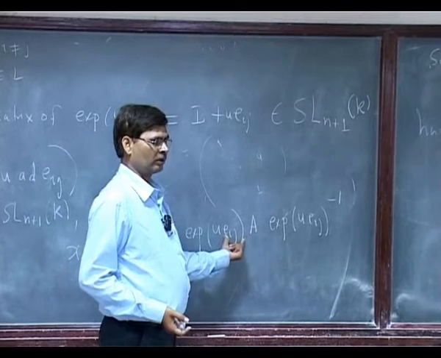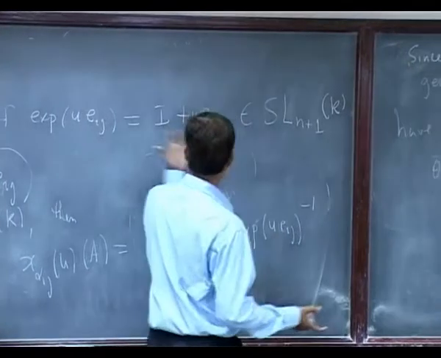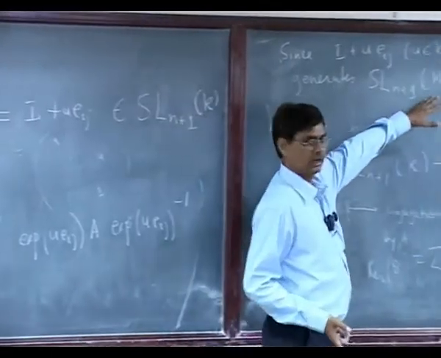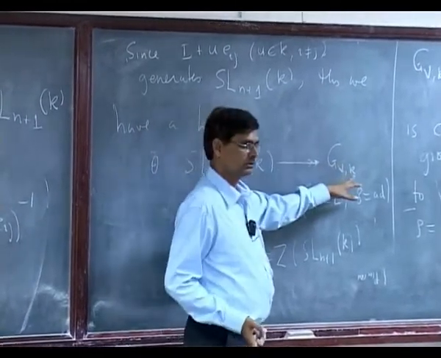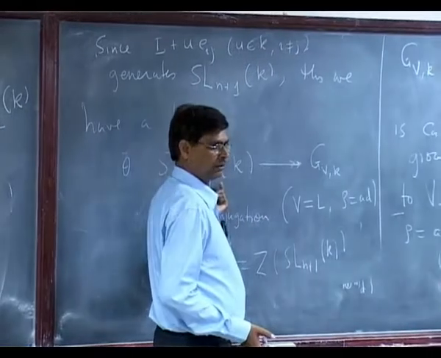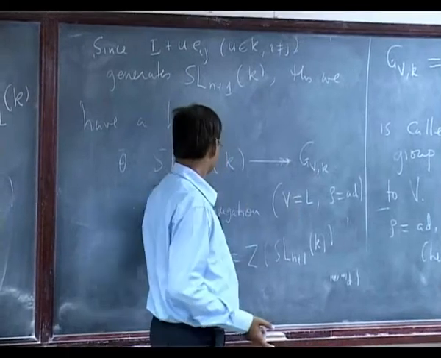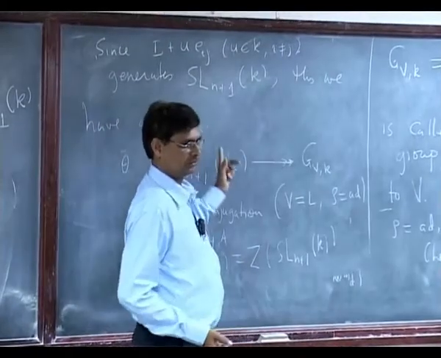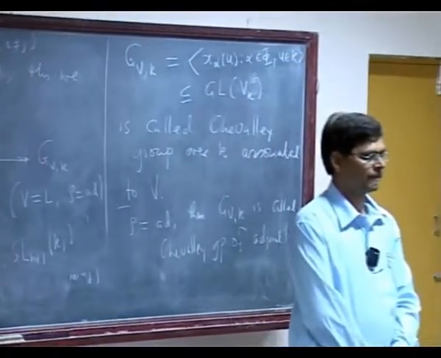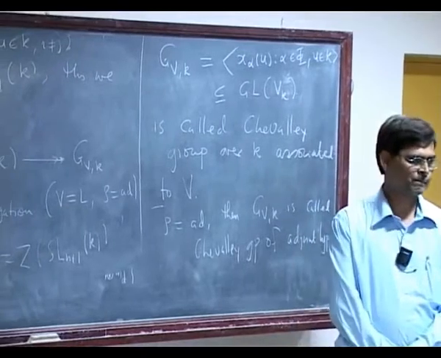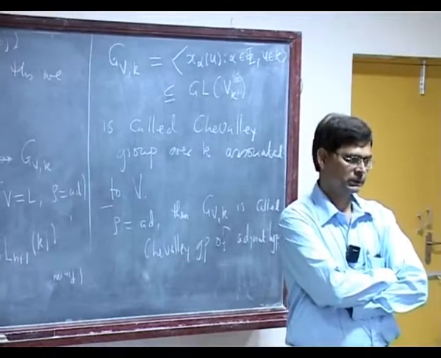So you have a natural map, and such matrices generate SL n plus 1 K. So you have a map from SL n plus 1 K to this, which takes an element A to the map conjugation by A. If I can repeat, E alpha ij will give this matrix, and X alpha ij u is by definition the automorphism of V K given by this matrix.